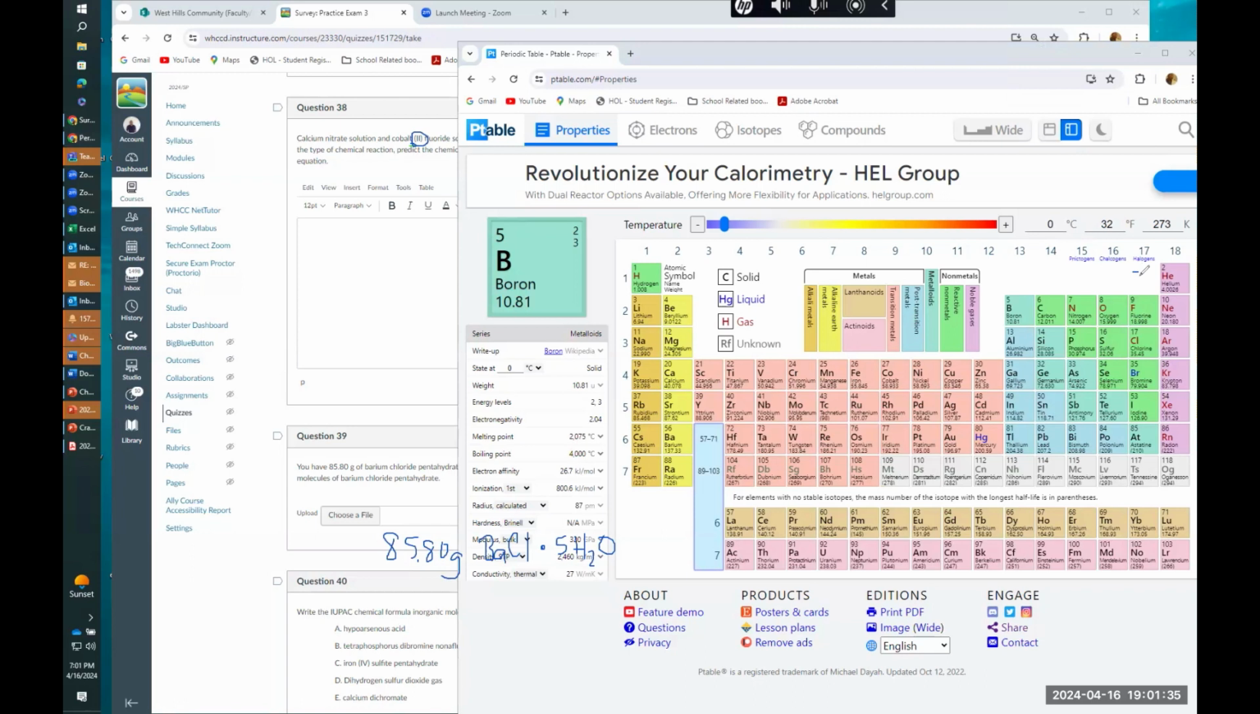So these all are going to be -1. So in that case, we need how many to balance out our barium? Since these guys are going to be 2 plus, that's right, we're going to need 2 of them. Okay, so that's our chemical formula.